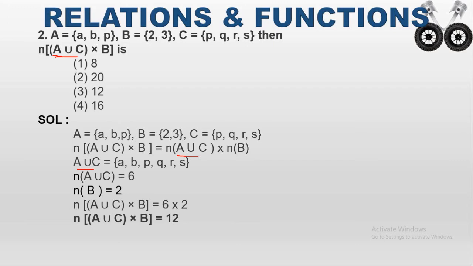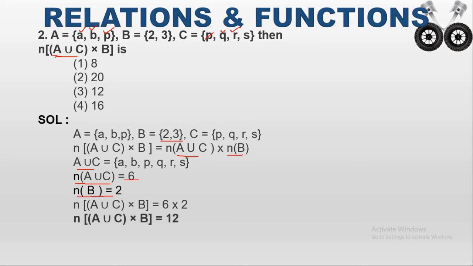So here in A we have a, b and p. In C we have p, but p is already in A, so you have to skip p. Then q, r, s. So how many elements are presented in A union C? The number of elements in A union C is 6. So that can be written as n of A union C equal to 6. Next you have to find n of B. How many elements are presented in B? 2 elements. So n of B equal to 2.